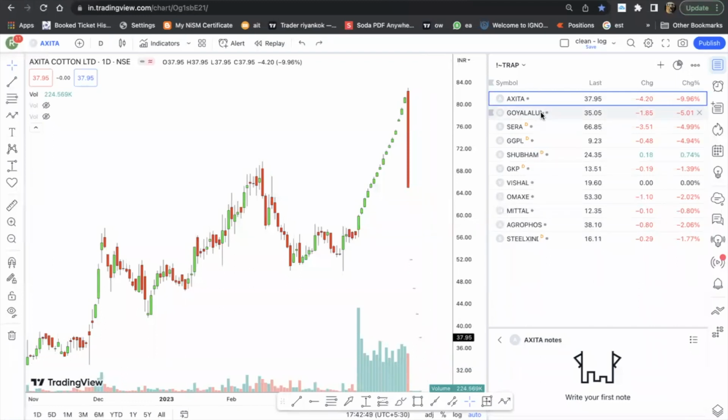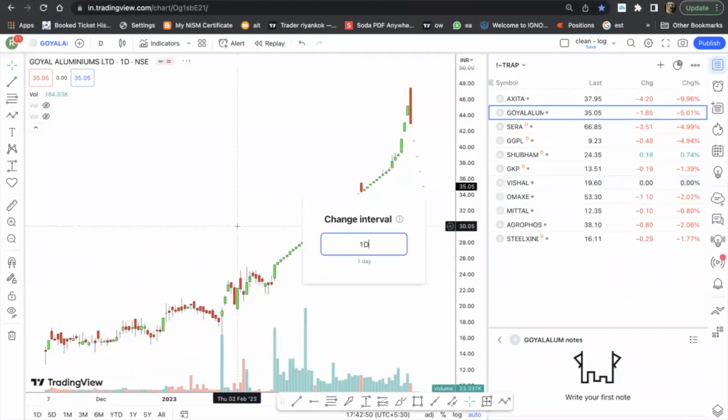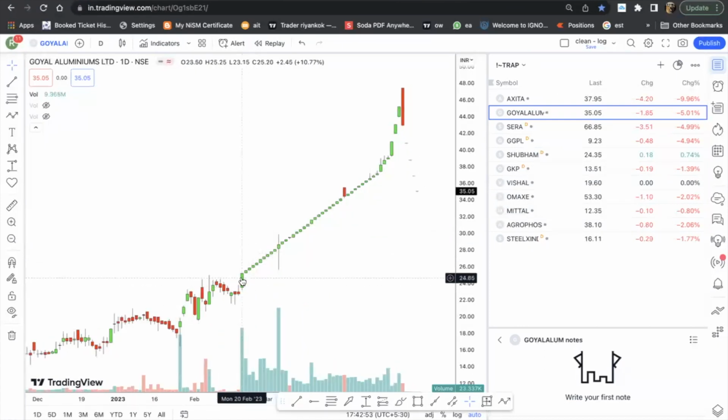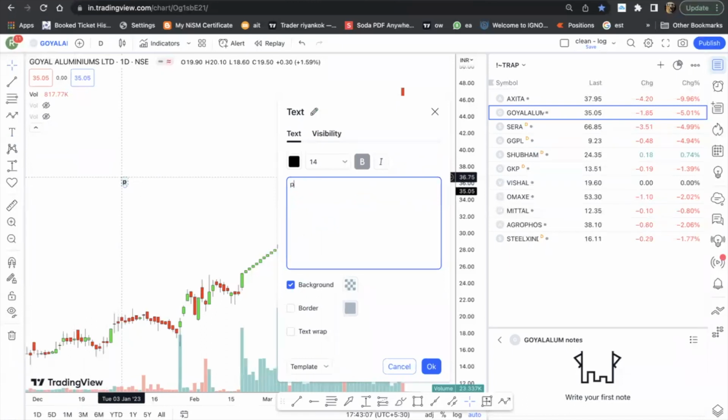Okay, so one more chart pattern, Goel Aluminium. You can clearly see stairs are being formed, right? I don't even have to explain this chart. It is so simple to identify visually, and just by remembering the first rule: a 0.5 to 2.5% rise will happen, just a 0.5 to 2.5% rise every day.